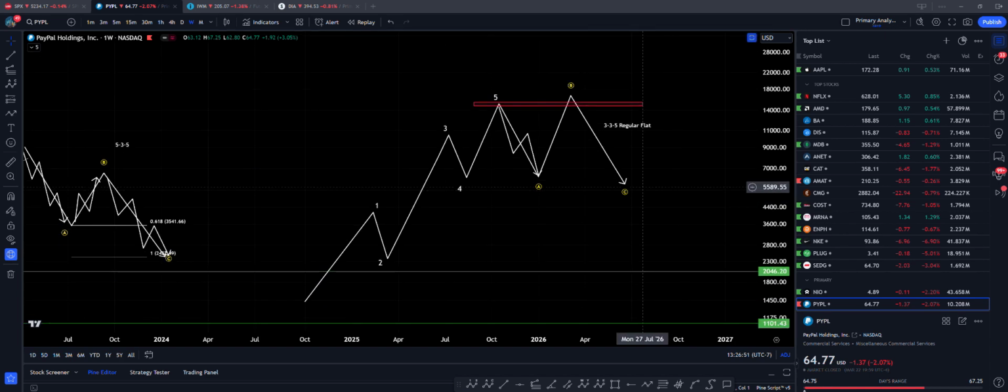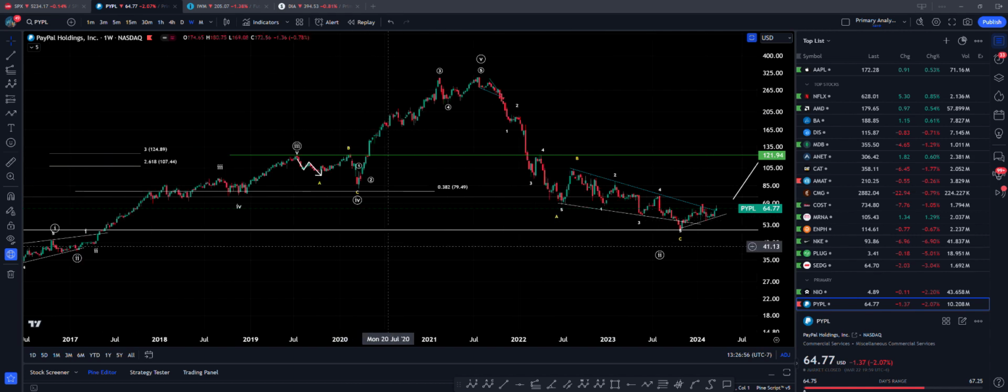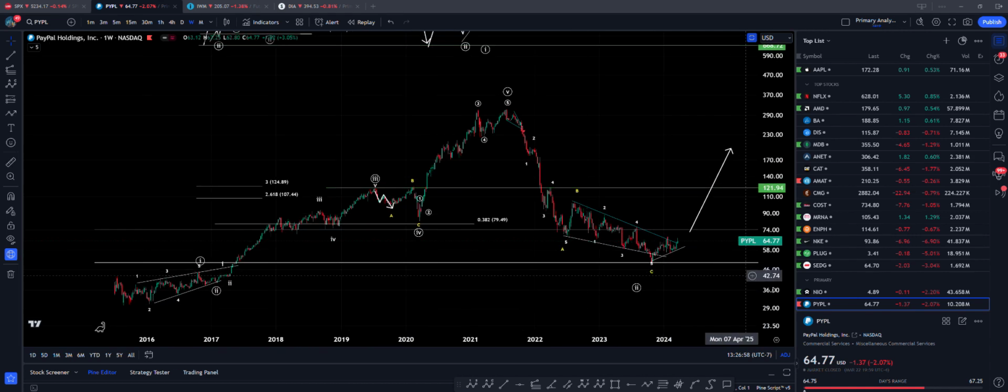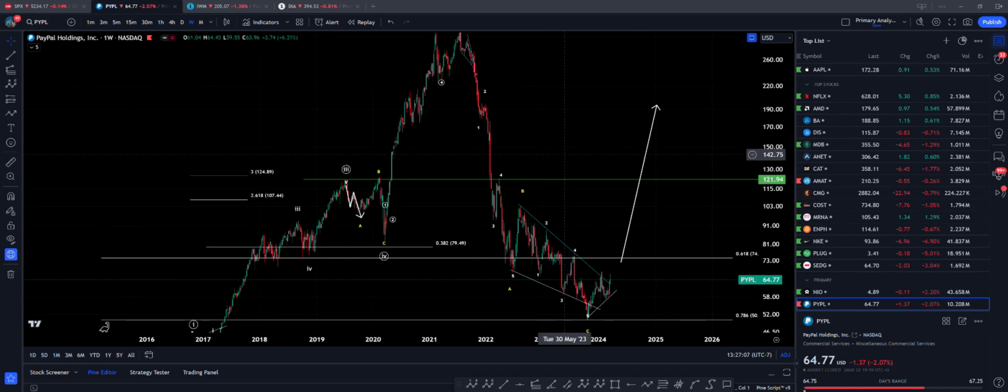Now, this is what I showed you here before, right? An expanded flat. Why an expanded flat? Because this B actually went a little above A. I mean, if it would have stayed here, it would have been just a regular flat, right?